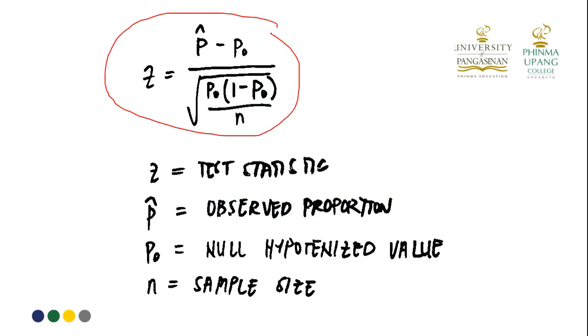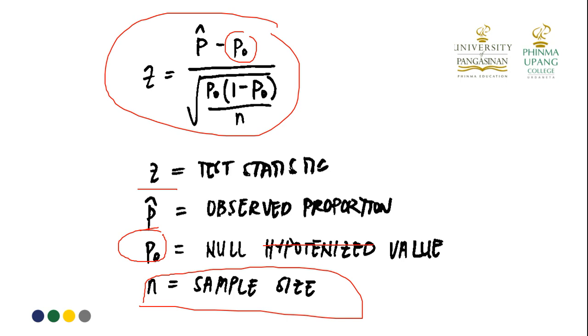So, ito po yung pagkuha ng Z value when it comes to population proportions. We have Z equals P hat minus P subnote, all over the square root of P subnote times the quantity of 1 minus P subnote, all over N. Where Z is the test statistic, P hat is the observed proportion, and P subnote is the hypothesized, mali yung spelling yan, that is the null hypothesized value, then N is the sample size.